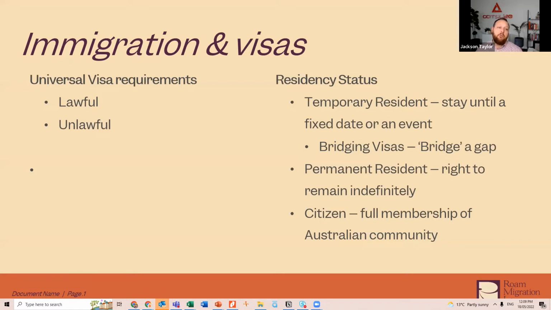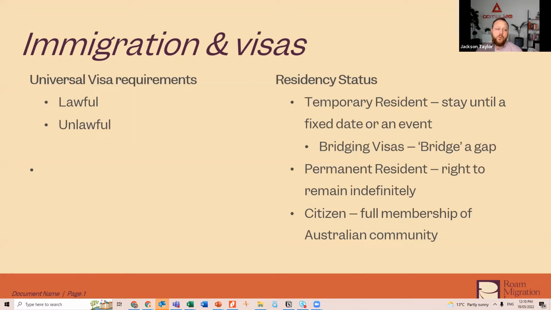And we have 2 statuses essentially in that universal visa environment. You are either lawful, meaning you hold a valid visa which permits you to be in Australia, or you are unlawful. Unlawful people can include people who've arrived without a visa. They include people who've overstayed their visa.